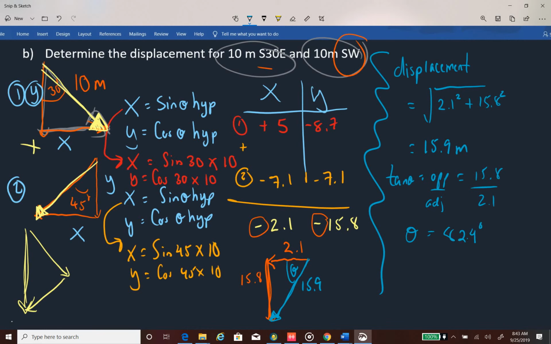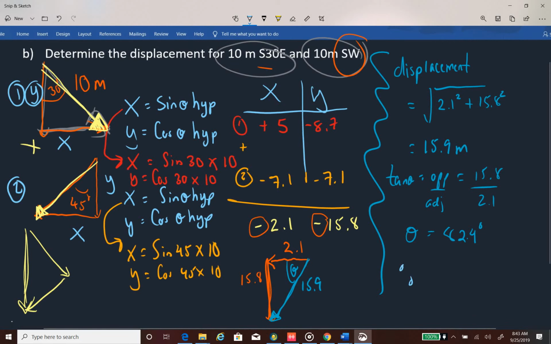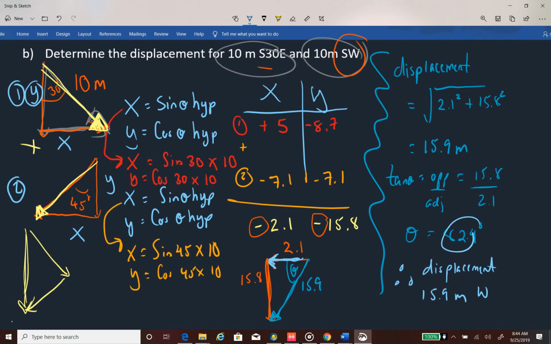So 82.4 degrees. What we could say then is our displacement is 15.9 meters west, 82.4 degrees south. Okay?